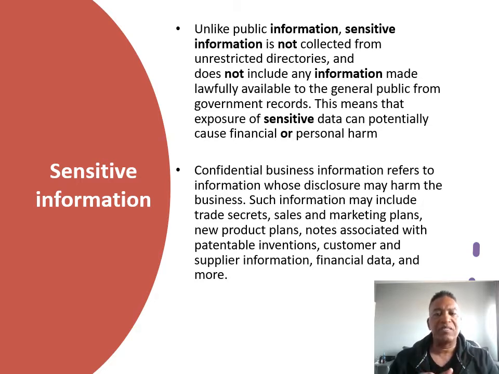Confidential business information refers to information whose disclosure may harm the business. Such information may also include trade secrets, sales and marketing plans, new product plans, notes associated with patentable inventions, and many more. Can you imagine if your company invested a lot of money doing research and development to come up with a new product, and then before you actually release this product, someone stole the secret formula? So that's confidential business information or sensitive information.